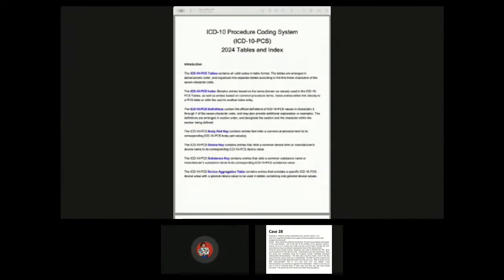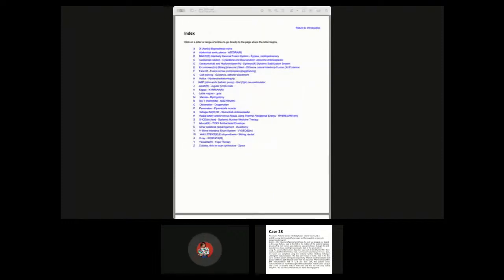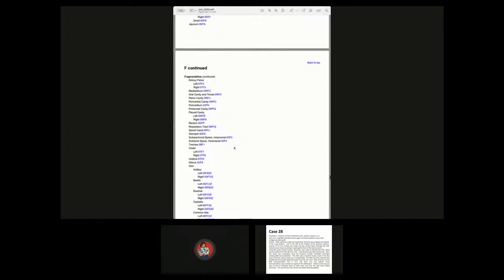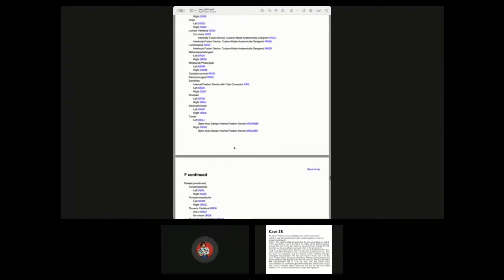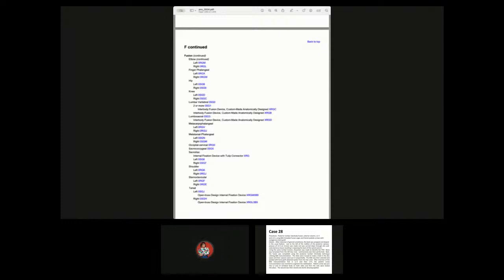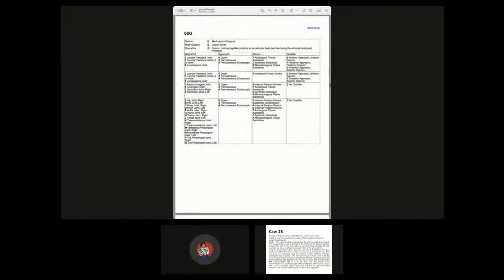So let's, of course, dig into our coding manual. And we are going to go to the index, of course. And in the index, we're going to go to fusion. Maybe I should have went backwards this time. All right, fusion. And then fusion of what? Fusion of the lumbar vertebral. All right. So fusion of the lumbar vertebral, 2 or more, gives us 0SG. And then we're going to click on that table.